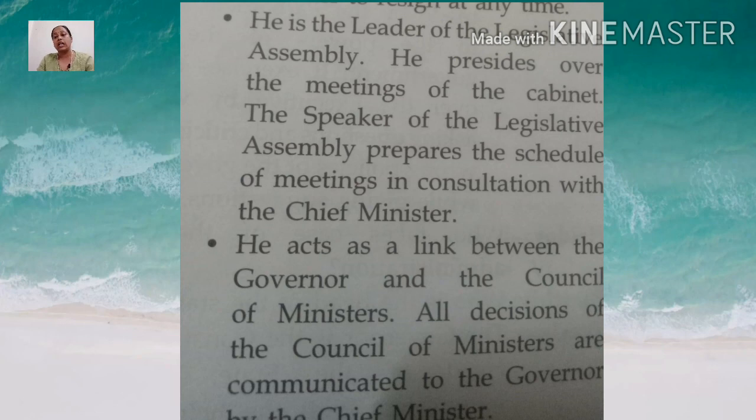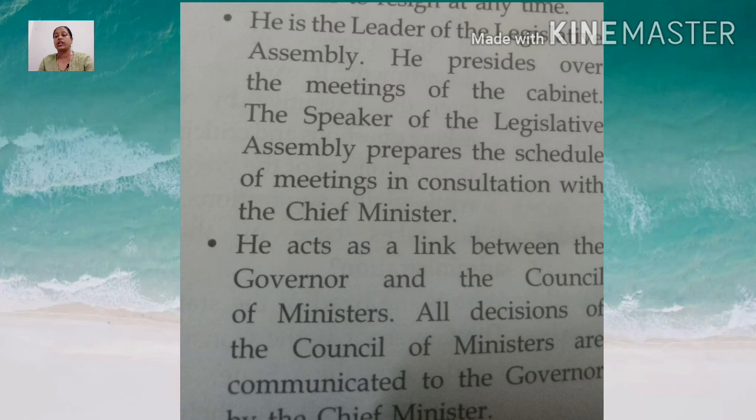He acts as a link between the governor and the council of ministers. Here is the governor and here the council of ministers, so the chief minister is the link between them. All decisions of the council of ministers are communicated to the governor by the chief minister.